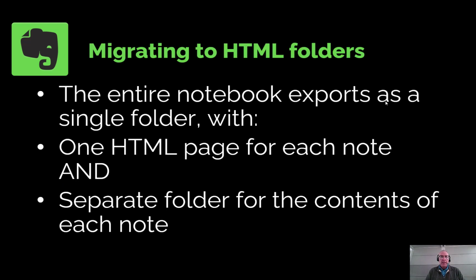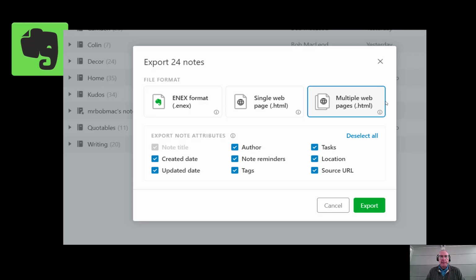The way this works is you select the notebook and it exports as a single folder onto the hard drive. And then within that folder, there's an HTML page for each note individually and a separate folder for the contents of each note. So 600 notes in my folder created 600 HTML pages, 600 additional folders, and most of those actually had an attachment, a PDF or a JPEG, if there was one in the note. For emailed receipts that had no note attached, that was just in the HTML page and the folder itself is blank. I'll show you what this looks like in a second.